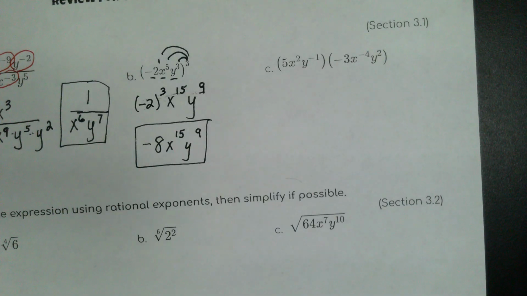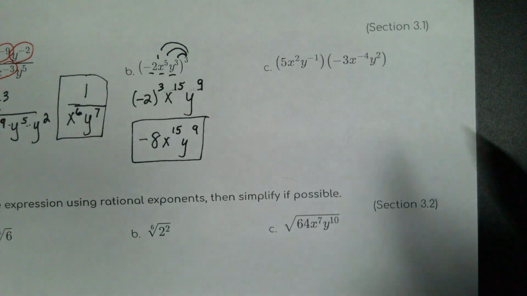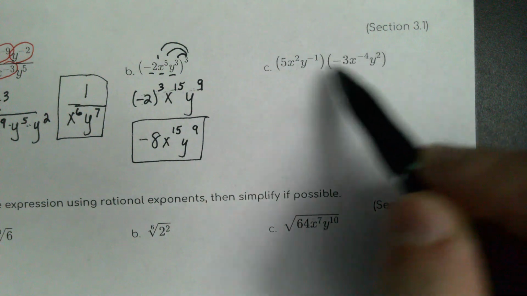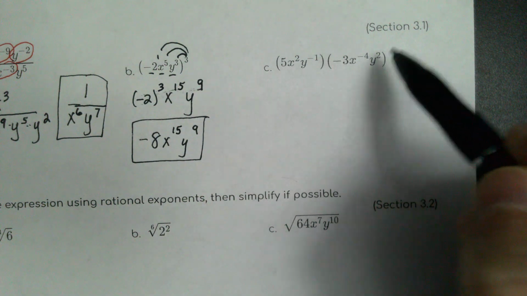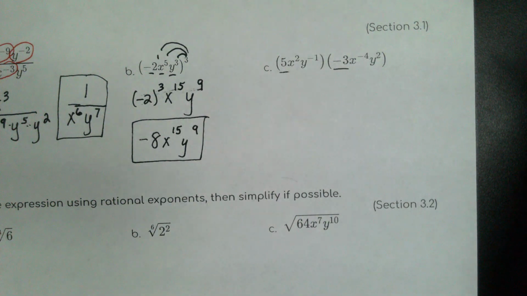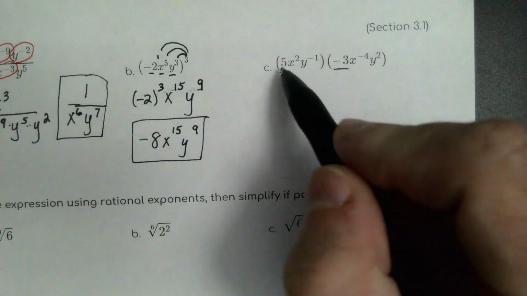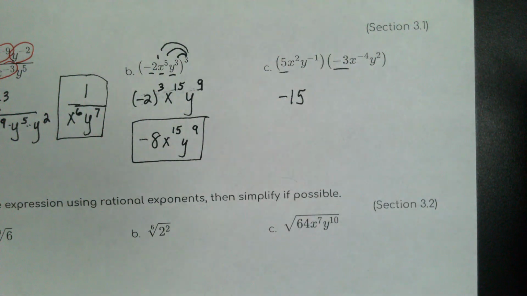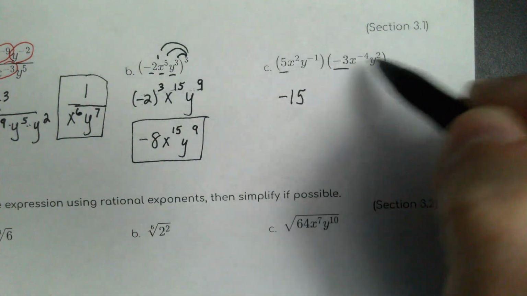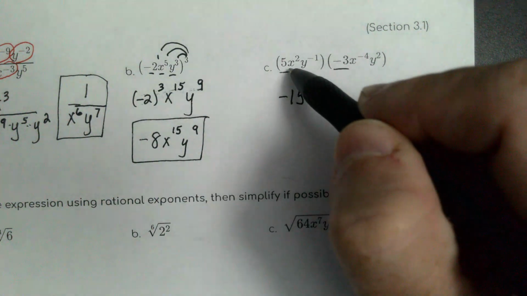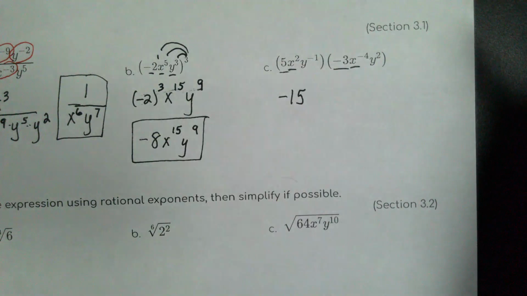Okay, letter C. We have a whole bunch of multiplication. We do have parentheses, but no exponents on the outside. So this is all just straight multiplication. So look at your big numbers first. We multiply those. We don't add them, subtract them. 5 times negative 3, negative 15. And since we're just multiplying everything here, those parentheses kind of throw us off. We're just going to add exponents, remember.